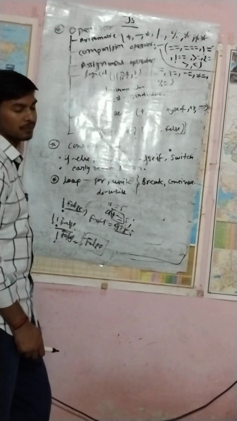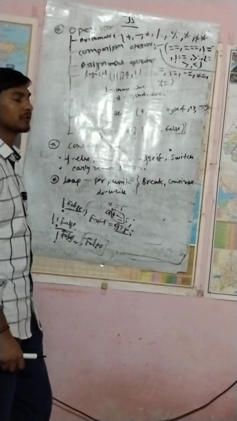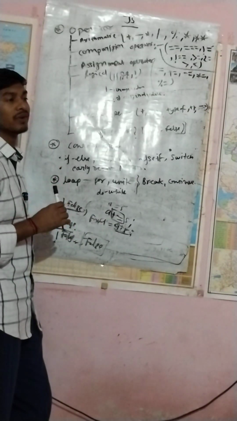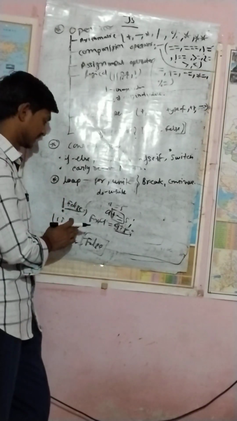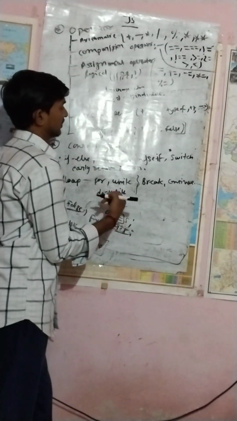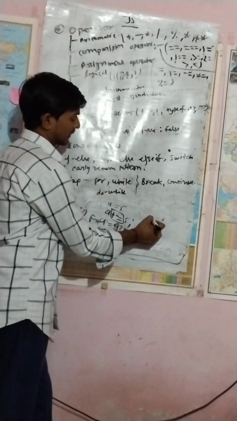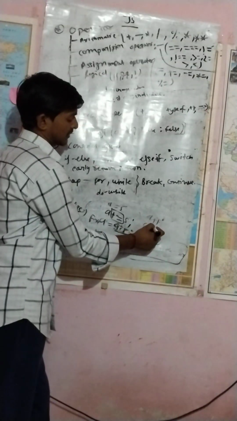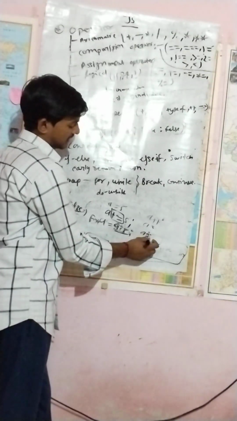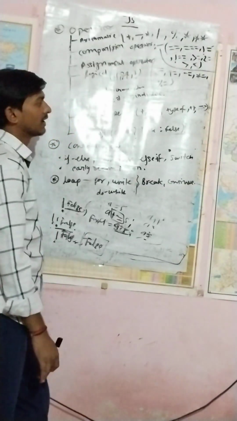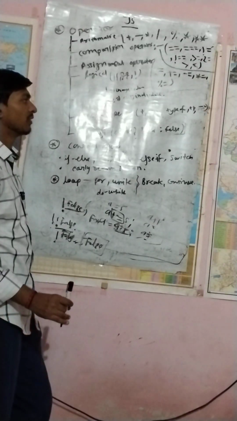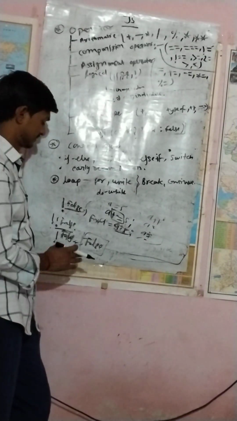Unary operator, what is the meaning of unary operator? A unary operator is applied to a single variable. Suppose you write a, and you can apply unary operators like a plus plus, a minus minus, a plus, a minus. And if you use typeof, you can check the type of any variable.